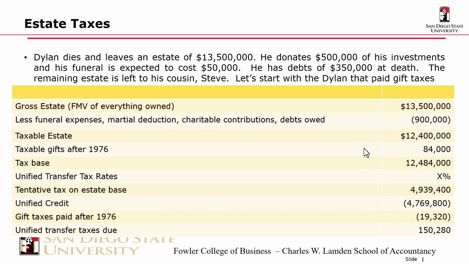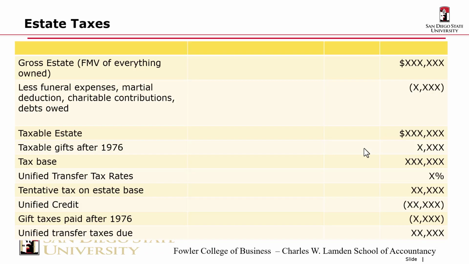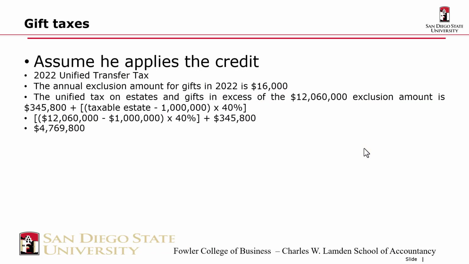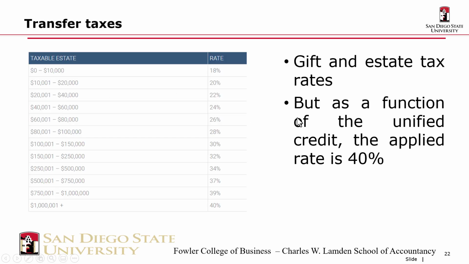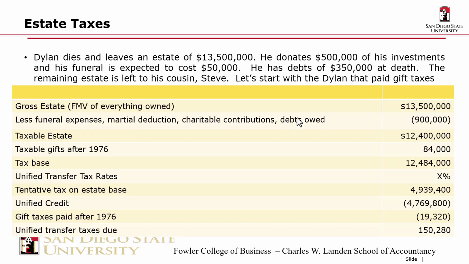We can reduce it by the amount of the unified credit. Remember, we calculated that a few slides ago. Let's go back and take a look, didn't we? There it is. Here's our unified credit, $4,769,800, because that was based on this exclusion amount of $12,060,000. So let's pop back in here. Here we go. So there's our exclusion. Of course, he's already paid gift taxes, leaving only $150,280 of current transfer taxes to pay. That would be his estate tax during the year. Okay, so $150,280.